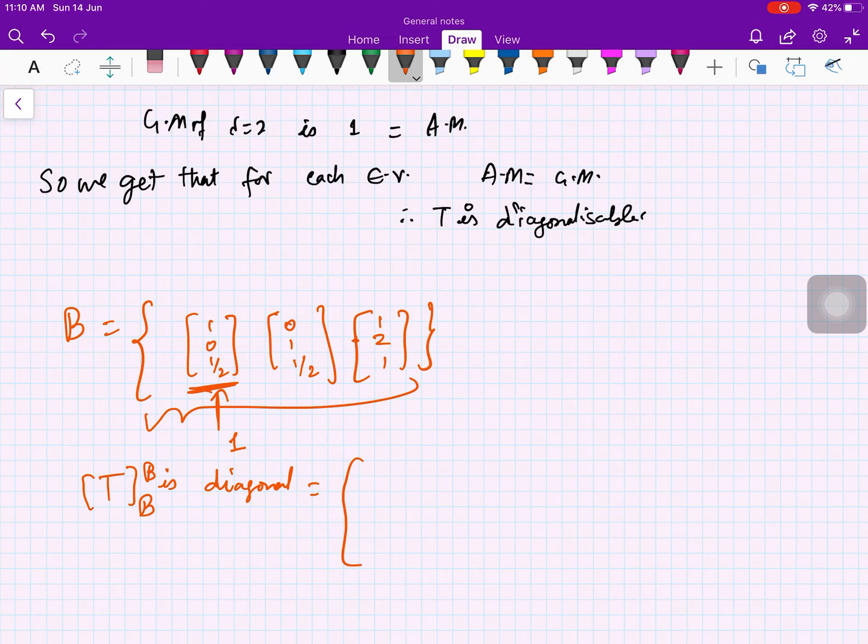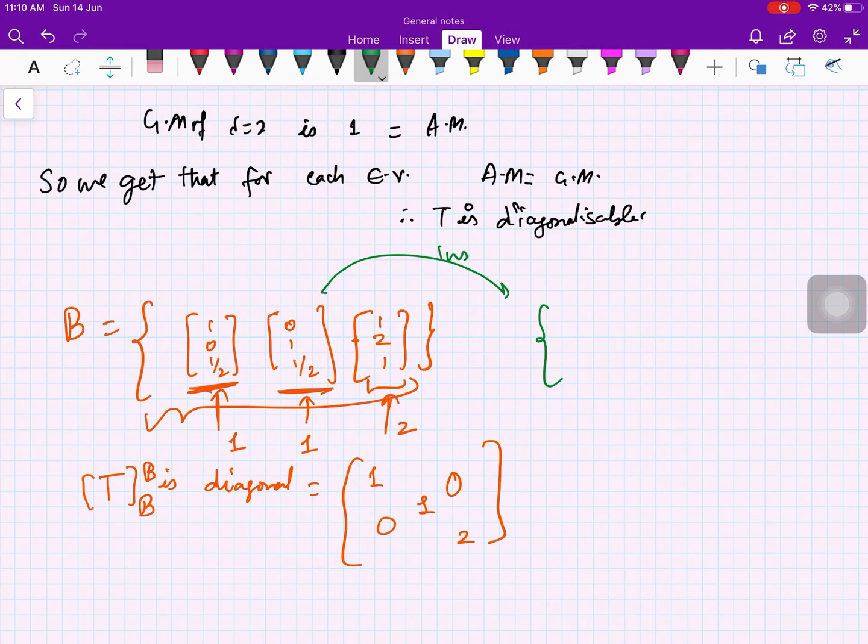And you don't have to compute it, you just write. Now the first column is corresponding to eigenvalue 1. The second element of the basis is corresponding to 1. And the third is corresponding to 2. The same sequence you will get here.